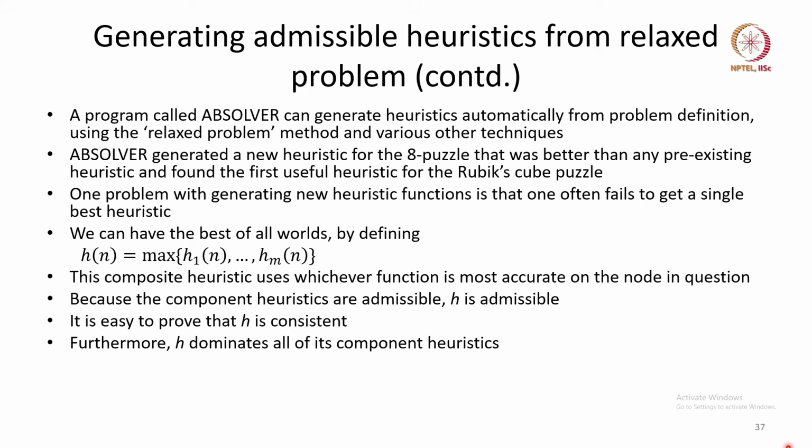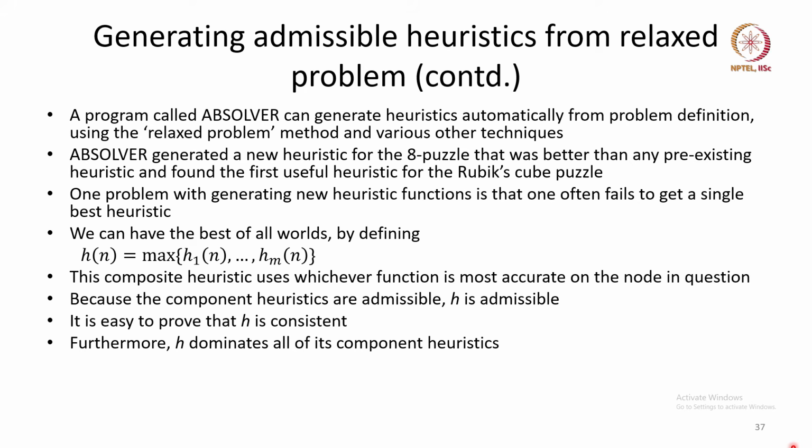Okay, so you have people who have actually automated finding the heuristics, and you have a program called ABSOLVER which actually generates heuristics automatically from the problem definition by finding the solution to the relaxed problems and other such techniques.